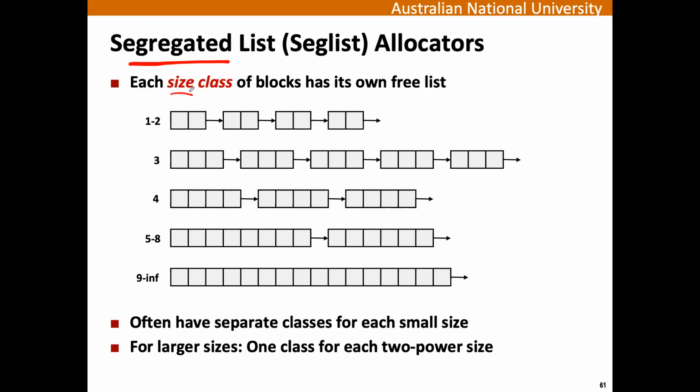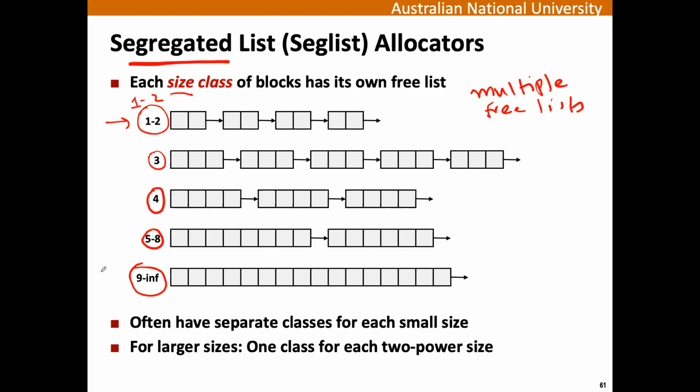Okay, so we have multiple explicit free lists, and we dedicate each list to a specific size class. So this list has all the blocks of sizes 1 or 2. This list has all the blocks of size 3. This list has all the blocks of sizes 4 to 8. And then at some point, we decide to have a single free list that could have variable size blocks, because we cannot have an infinite number of free lists.